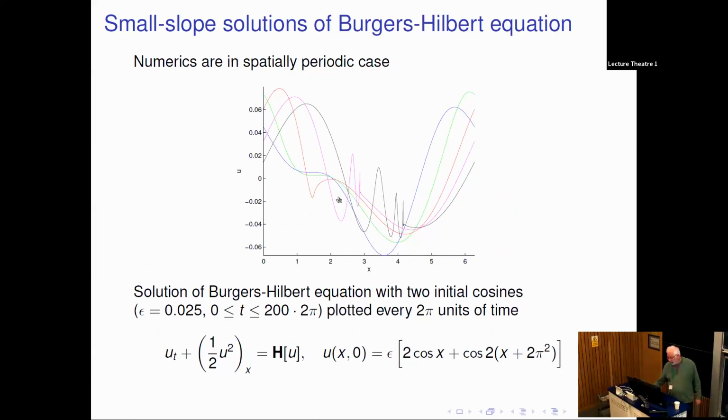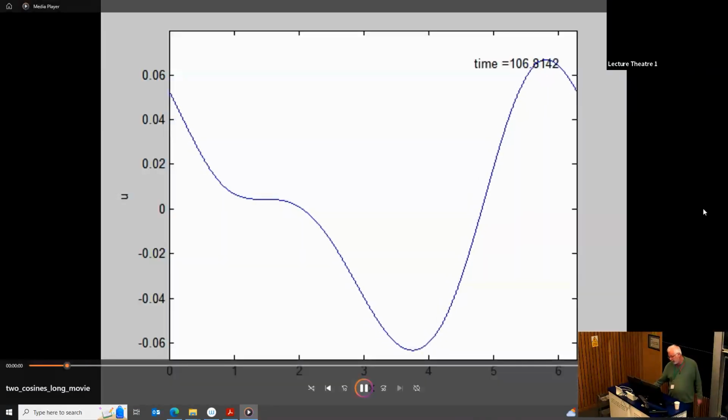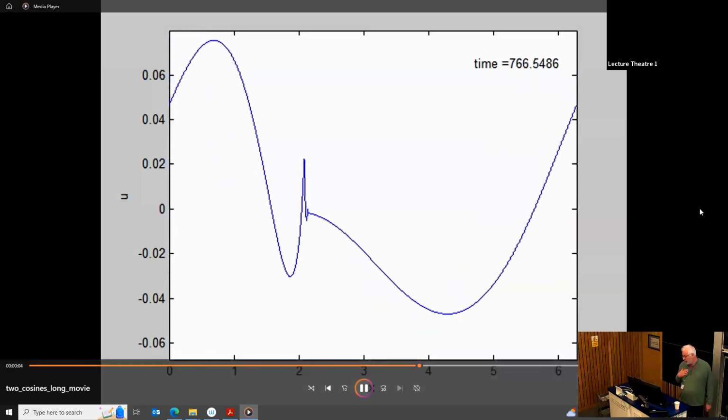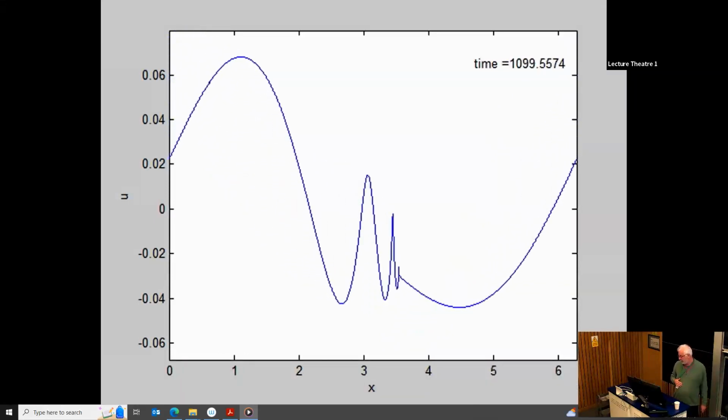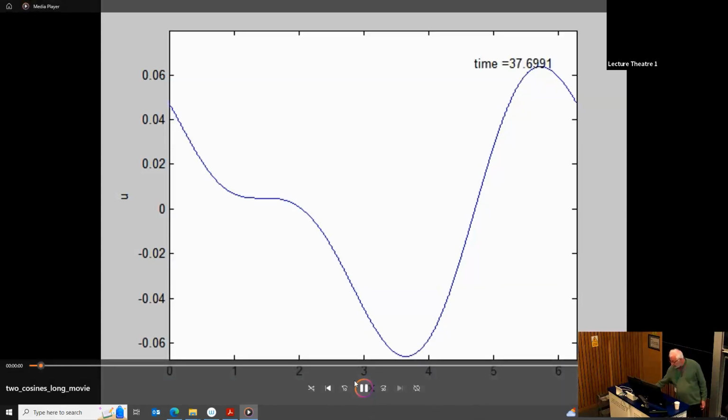So here is a numerics for that Burgers equation. This is for a relatively large value of epsilon. So you can see it looks very similar. Again, there's not as many oscillations given the finite value of epsilon, but you can see the overall behavior looks a lot like the asymptotic equation.